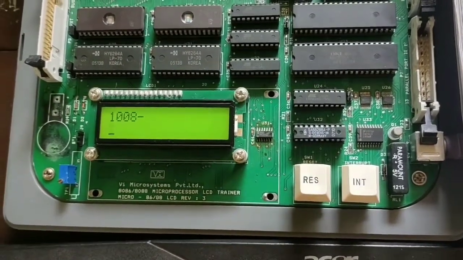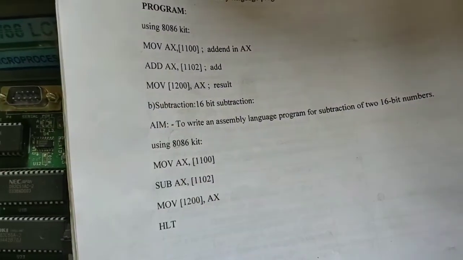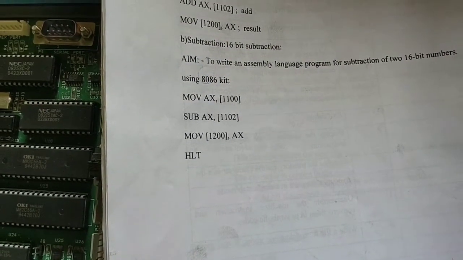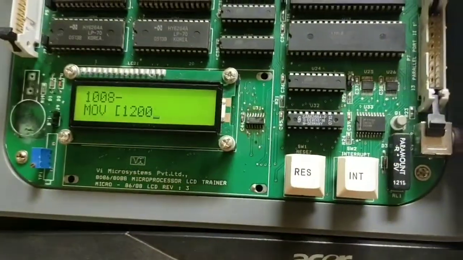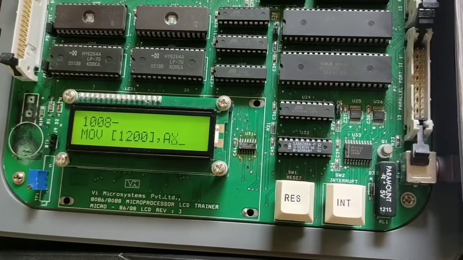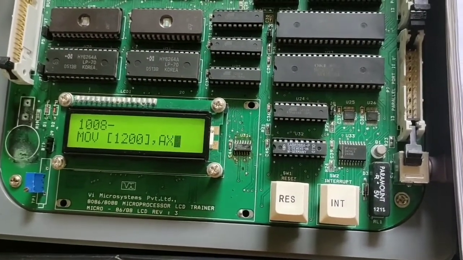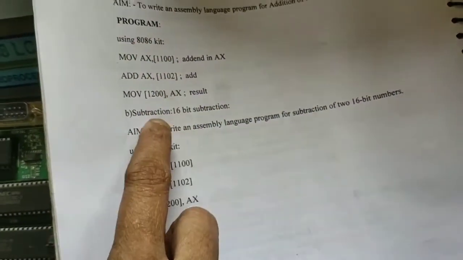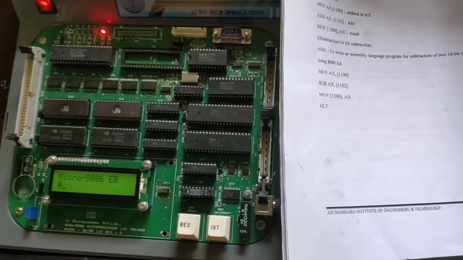The next instruction is MOV [1200], AX. Now my instruction set is complete for this 16-bit program. Now I am going to give the input.